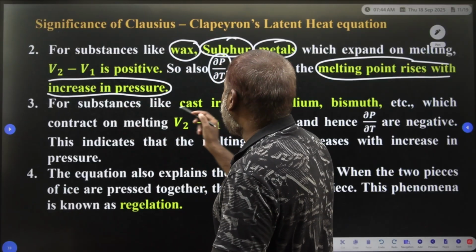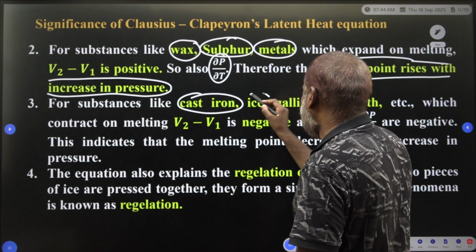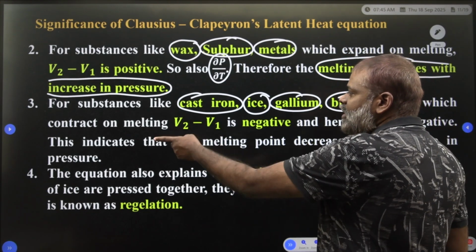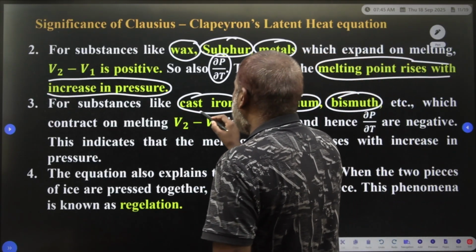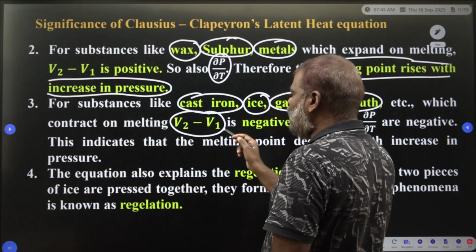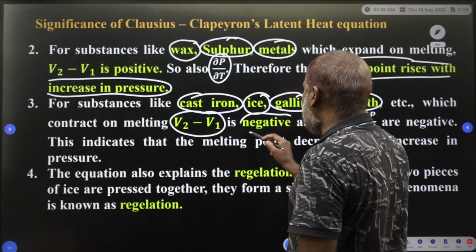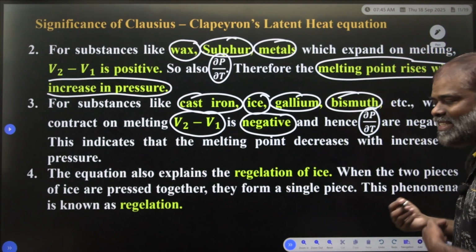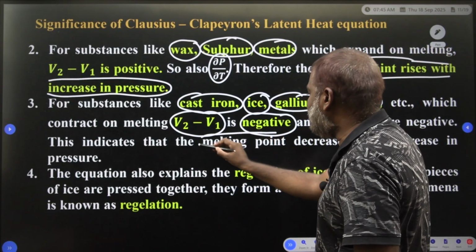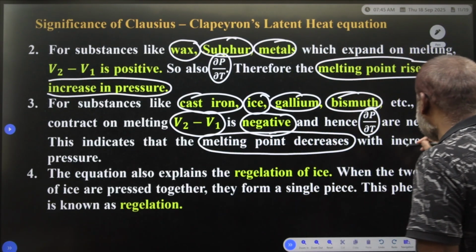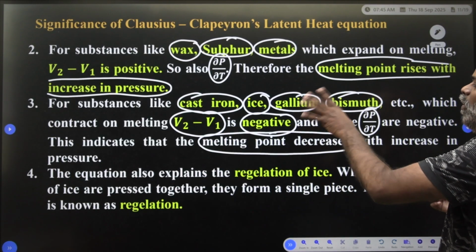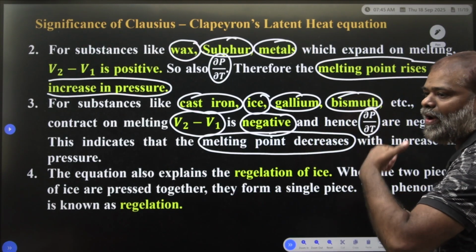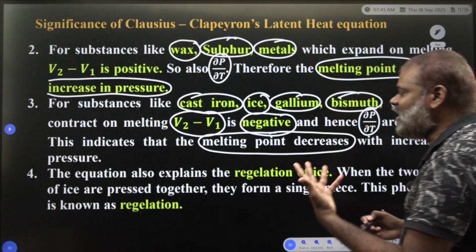For substances like cast iron, ice, gallium, bismuth, etc., which contract on melting, V2 − V1 becomes negative, and hence ∂P/∂T is negative. This indicates that the melting point decreases with increasing pressure. Clear? So based on the substances, the melting point can increase or decrease.